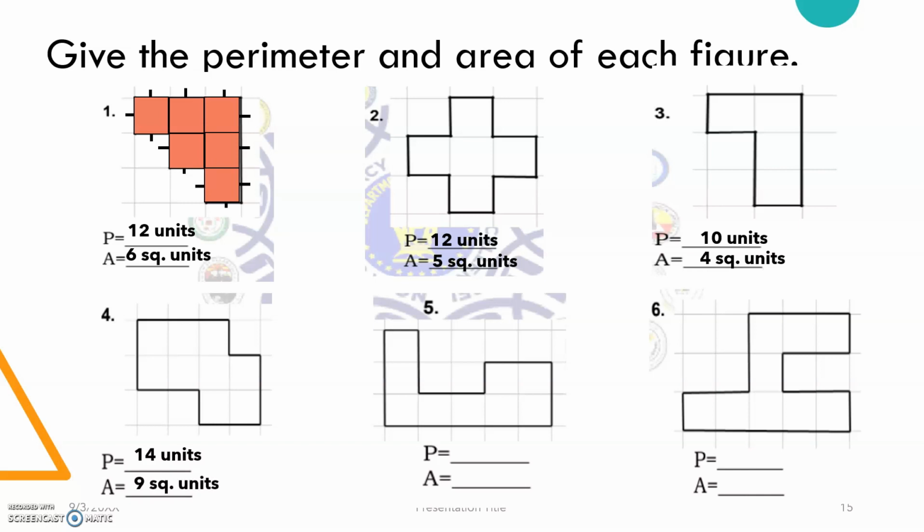For figure number 5, what is the perimeter and area? The perimeter is 18 units and the area is 9 square units. And for the last figure, figure number 6, what is the perimeter and the area? Okay, ang perimeter niya ay 20 units at ang area niya naman ay 9 square units.